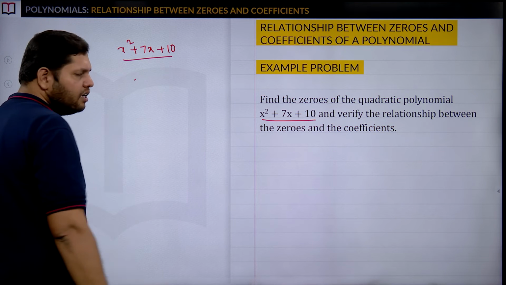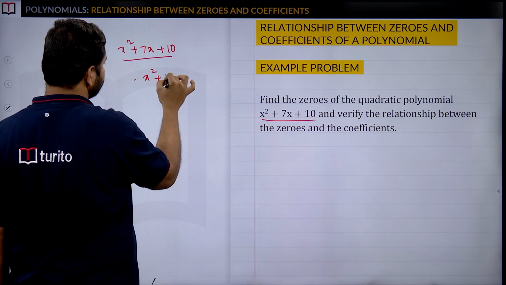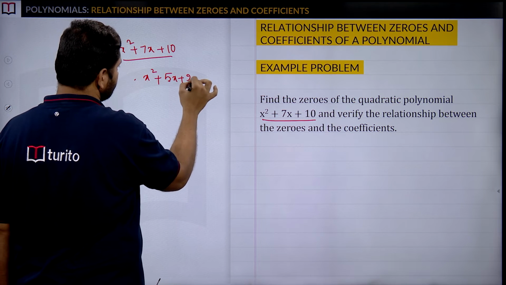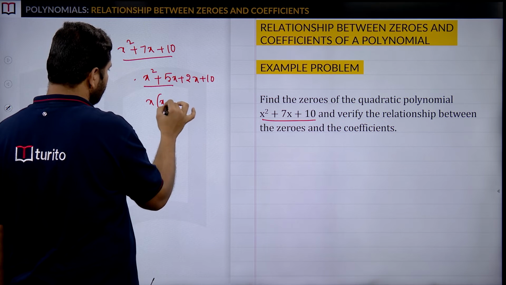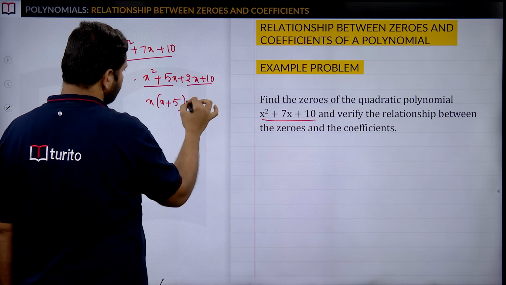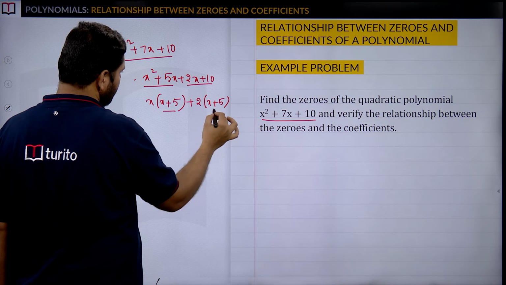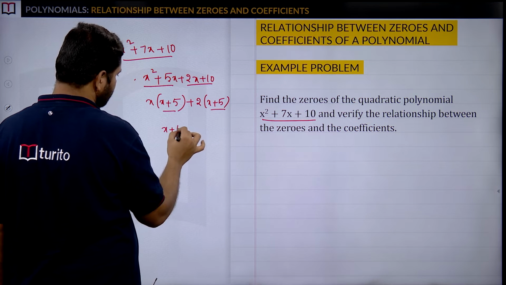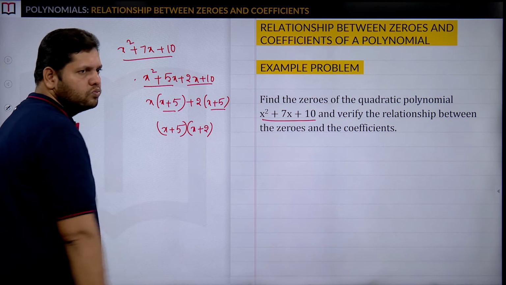So, 10 means how we can write? 5 into 2. So, this we can write as x square plus 5x plus 2x plus 10. Children, take the x common. This is x plus 5. Take the 2 common, children. This is x plus 5. So, overall x plus 5 is common. So, we will be getting what, children? This is x plus 2.